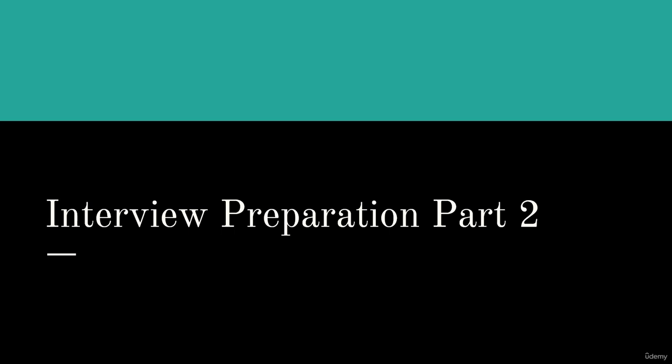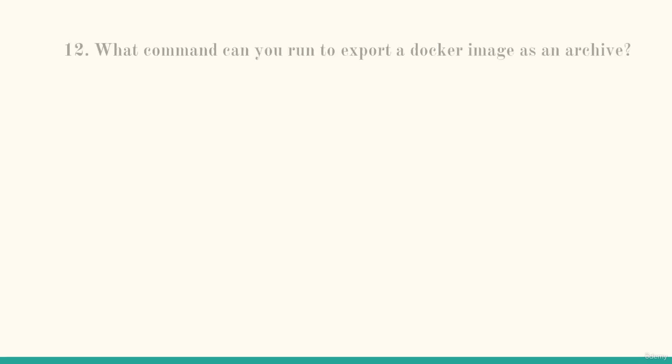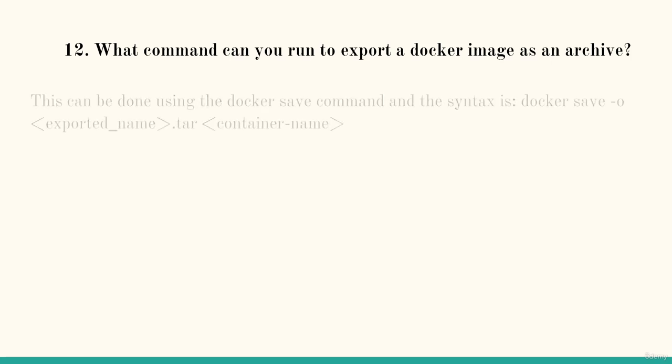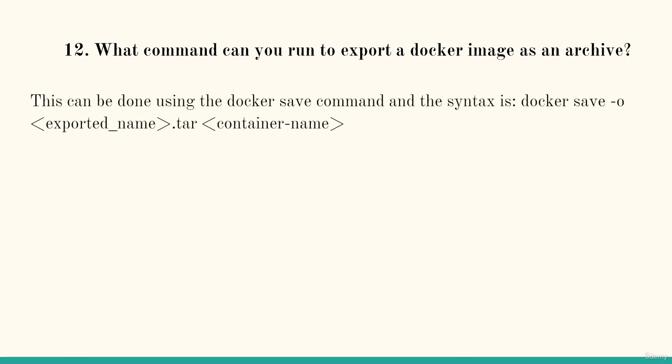Let's start with the interview preparation part 2. What command can you run to export a Docker image as an archive? This can be done using the docker save command, and the syntax is like this: docker save -o, then put the exported name, .tar, it will be .tar extension, and then the container name.